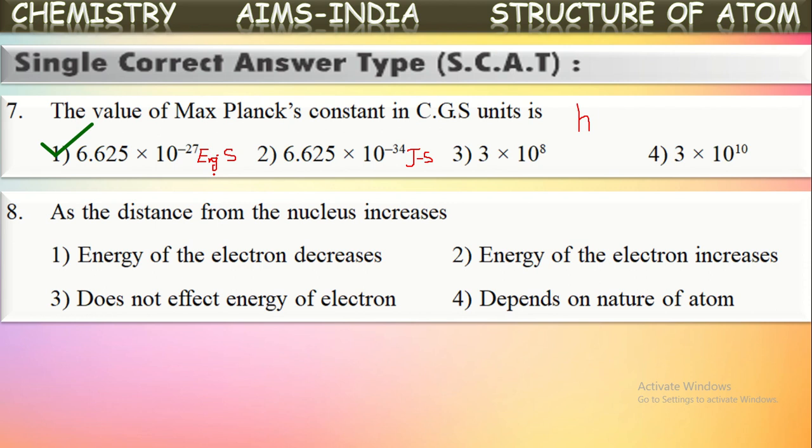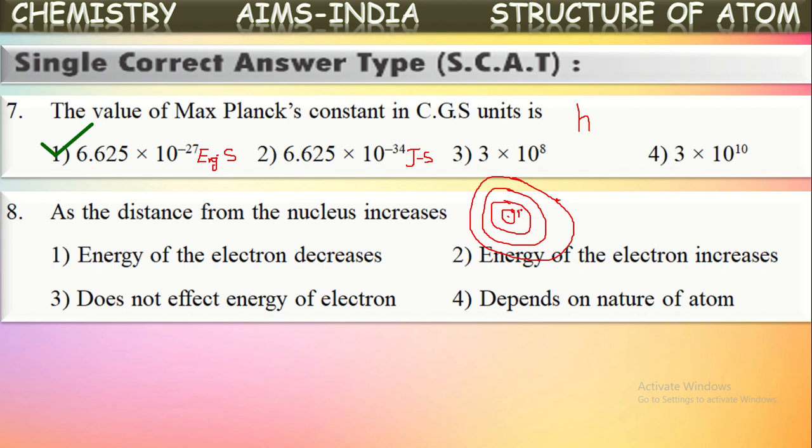Next, as the distance from the nucleus increases, energy of the electron decreases, energy of the electron increases, does not affect, or depends on the nature of the atom. Actually, as the distance from the nucleus to the outer electron increases, what happens? Energy of the electron increases. The electrons nearest to the nucleus, in the first orbit, have the lowest energy. As the distance between the electrons and the nucleus increases, their energy increases.